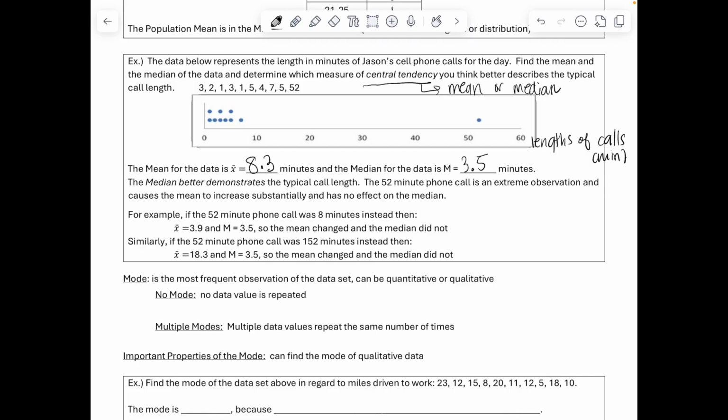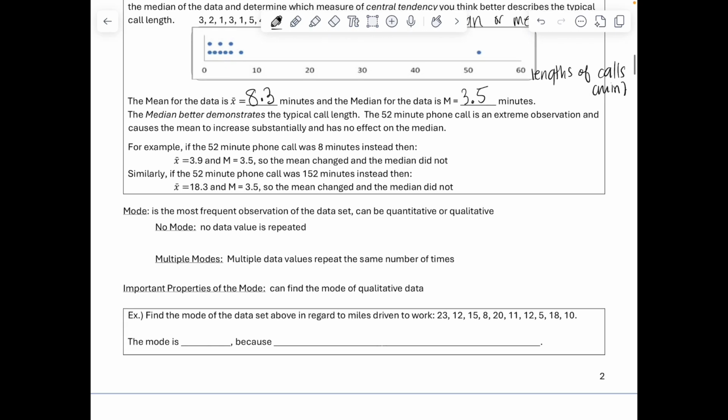The 52-minute phone call is an extreme observation and causes the mean to increase substantially and has no effect on the median. And so it says, for example, if the 52-minute phone call was changed to 8 minutes, then our calculations would be x bar is 3.9 and M is equal to 3.5. So the mean changed and the median did not.